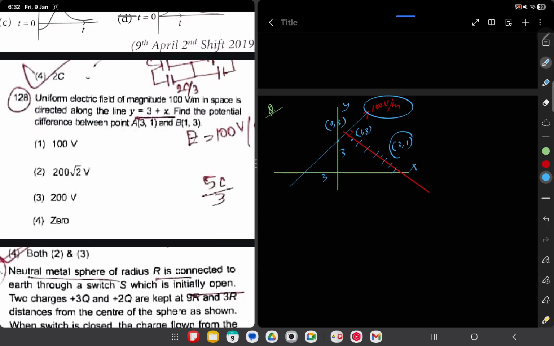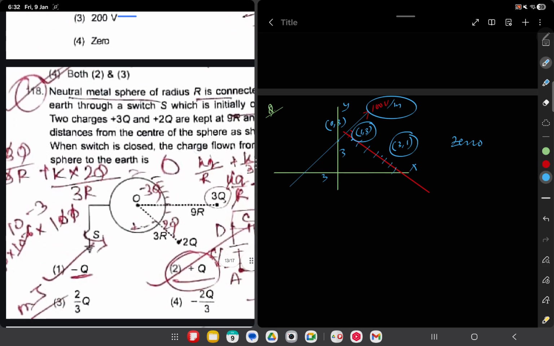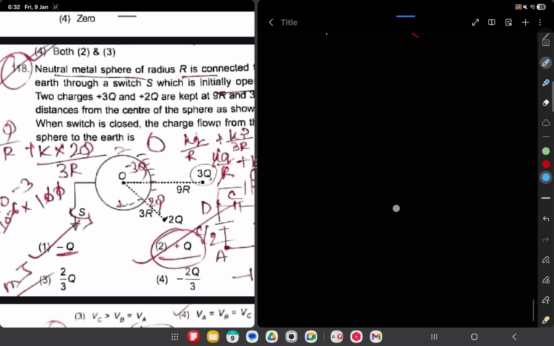So this line is an equipotential line, so the potential at these points will be the same, and the potential difference will be 0. In the first case, my mistake was that I was taking this as one potential line of 100 volt and assuming this to be 0 volt, but in the question it is given as 100 volt per meter. That means the electric field line is given in this direction, so the potential line will be along this direction, and at all points the potential will be the same. Okay, now for the next question.